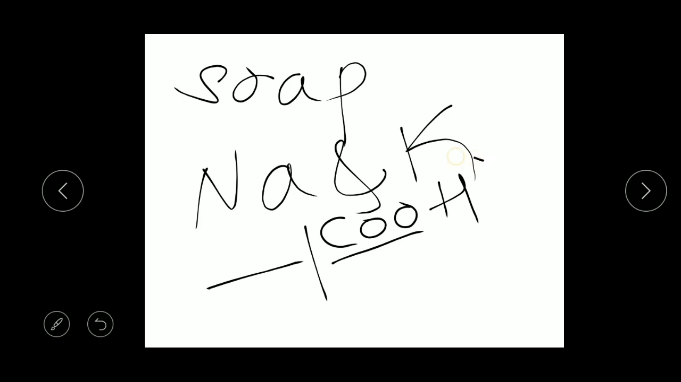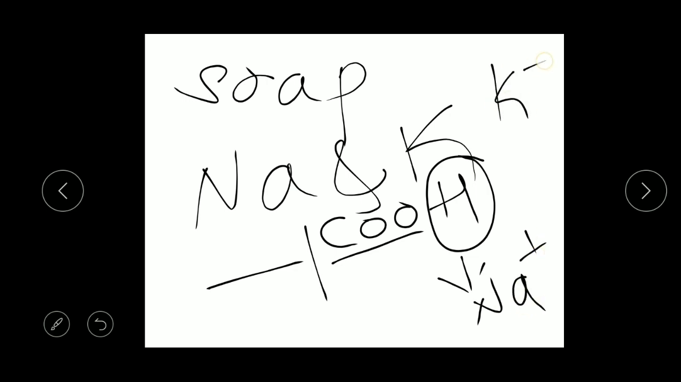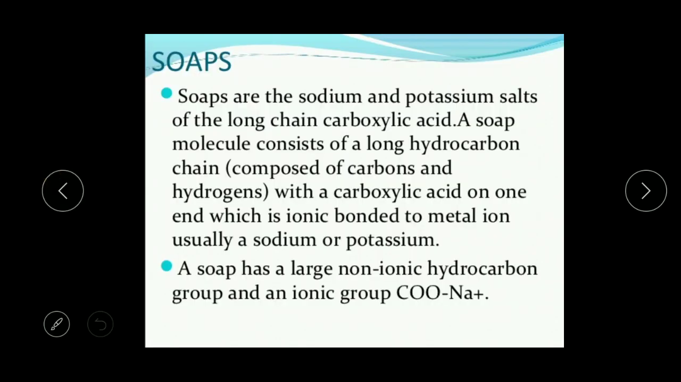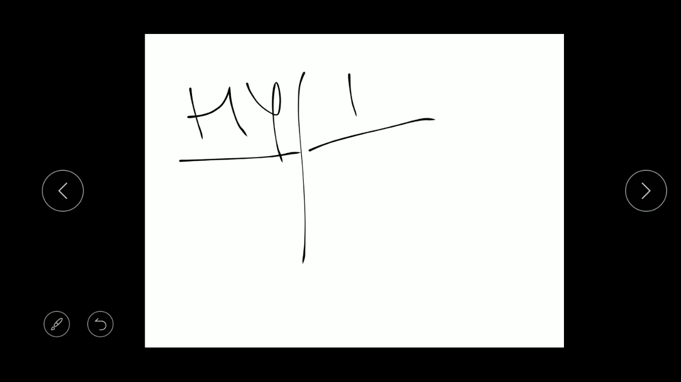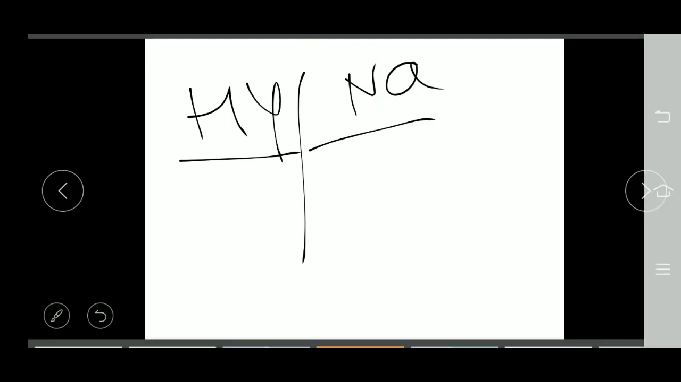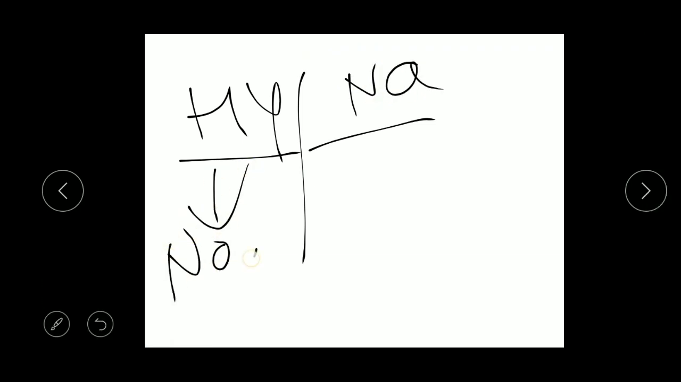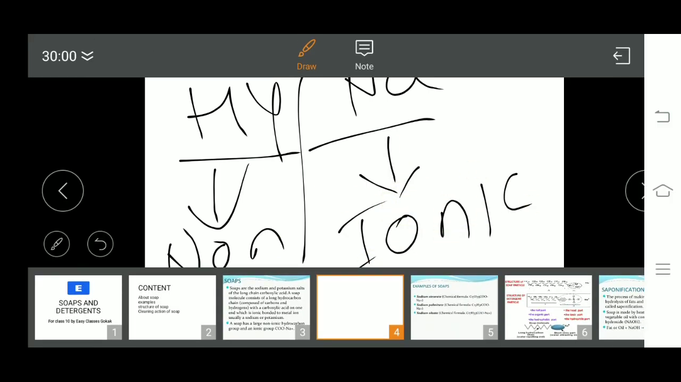In this part, where the H is removed, a Na+ is attached in soaps, and K+ is bonded to the COO group. These are composed of a large non-ionic hydrocarbon group and an ionic group. See here, one part is the hydrocarbon group and another part is the sodium group, the ionic part. This part is non-ionic in nature and this is ionic in nature. I will explain this briefly in the next slide.